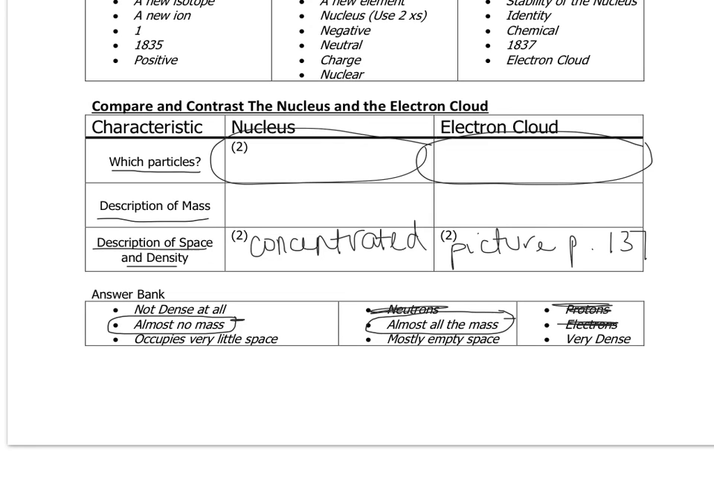And so one of these, the 2 that go together are not dense at all and mostly empty space. So which part of the atom is best described with those 2? And then the other 2 go together. So which one occupies very little space, however, the mass in that little space is very dense.